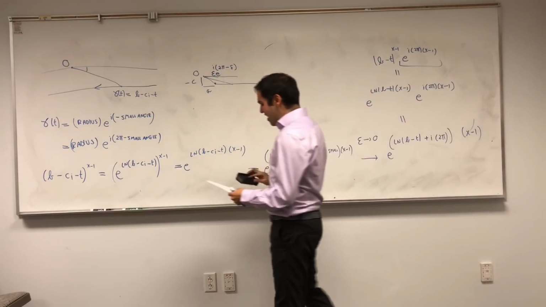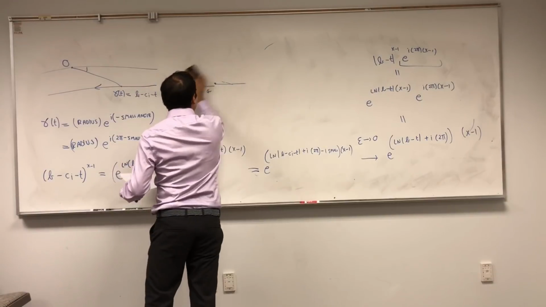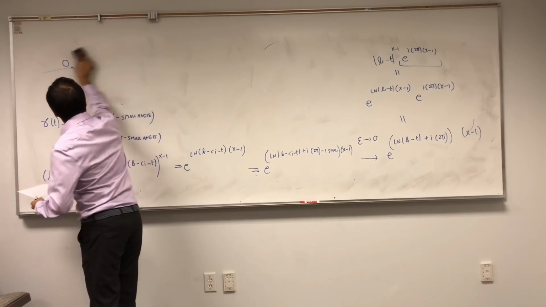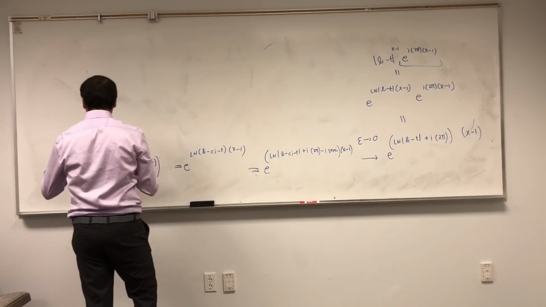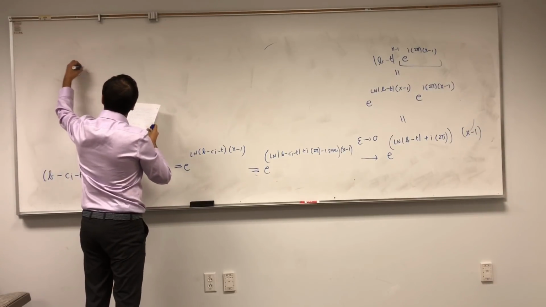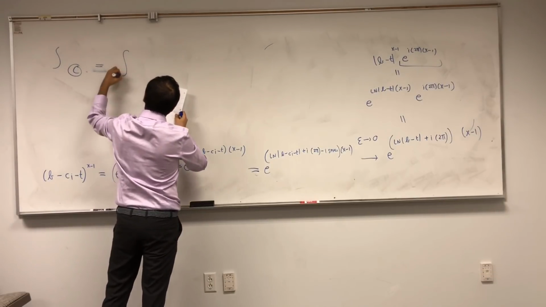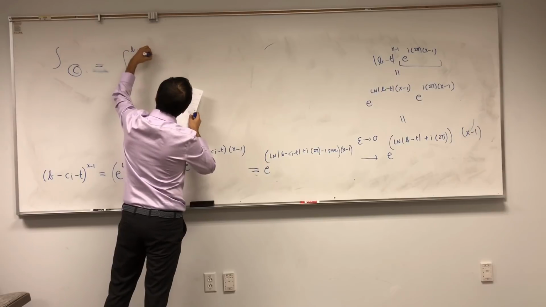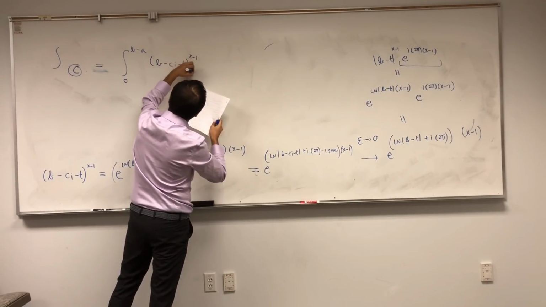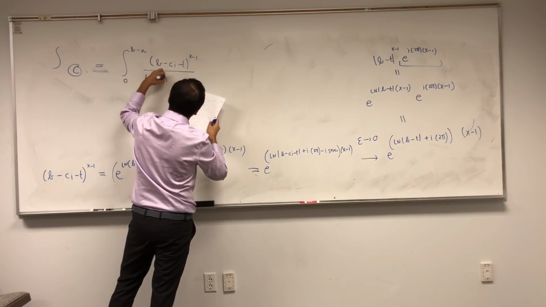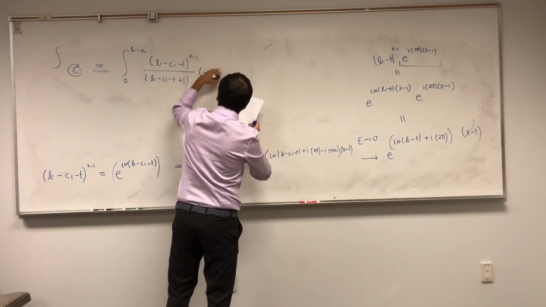Okay, good. So we have this, and then let's talk about our integral again. What was our integral over c? That equals the integral from 0 to b minus a of (b − ci − t) to the x minus 1 over (b − ci − t) plus 1, minus dt.